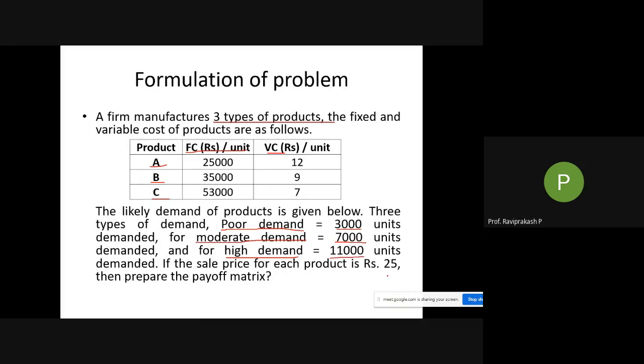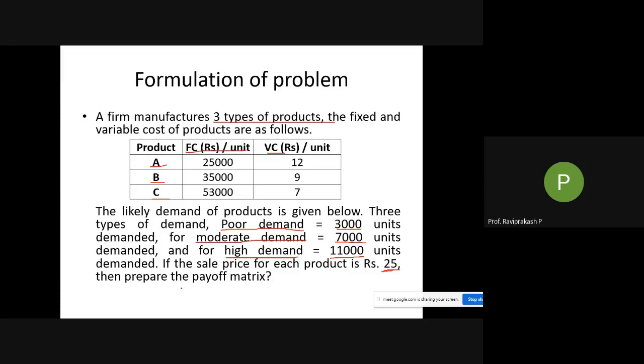And the sale price for each product. Okay, so each product A, B, C all have the same selling price. So what is the selling price? It is 25 rupees. Whatever the demand could be, 3,000, 7,000, or 11,000, or whatever the product might be, A, B, or C, I have rupees 25 only for selling. So selling price is 25 rupees.